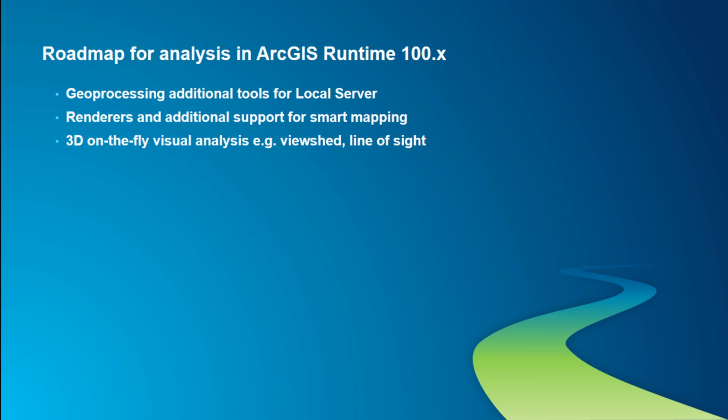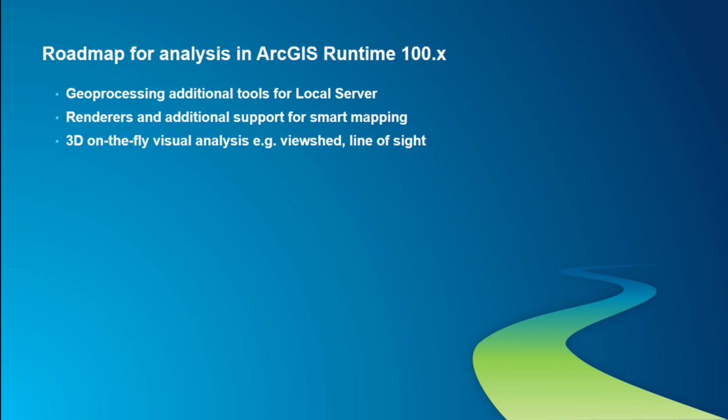The roadmap for analysis in the ArcGIS Runtime 100 then. Additional geoprocessing tools for local server. We determine that list primarily on what you ask for. So if we hear requests for additional geoprocessing tools, then we'll look at whether we can support those, work out what the correct licensing is, any additional ArcObjects that we might need to include in that local server to support those tools, but we're open to a request there. Additional renderers and additional support for smart mapping to support those maps that are coming from the ArcGIS platform.